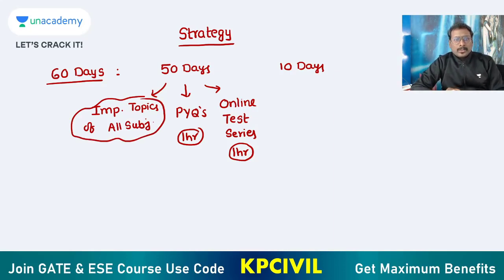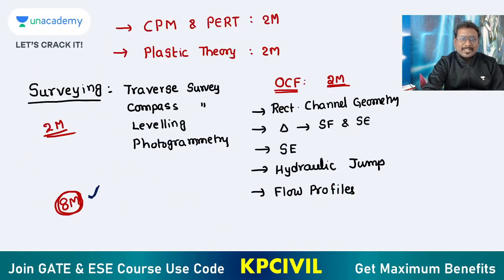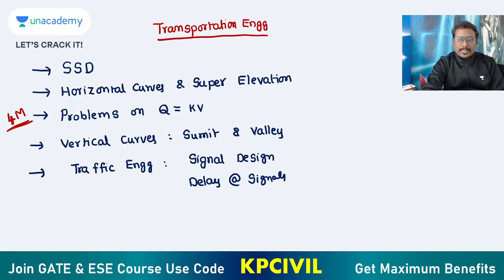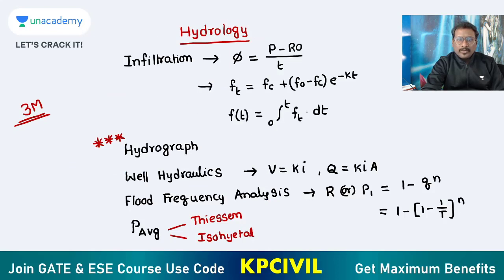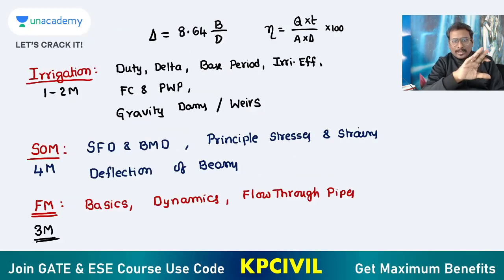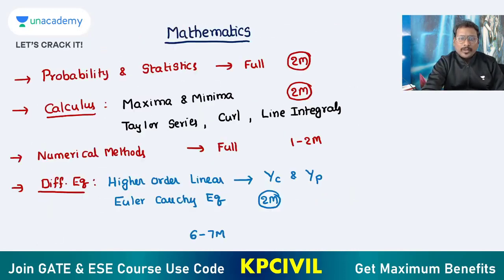In 50 days, you have only 50 topics as per my analysis. Check the number of topics here. 6 in geotech, 8 in environmental, 14 topics. 6 in transportation, 20. 5 in hydrology, 25. Again CPM, PERT, plastic theory: 7 topics, 8 topics, OCF. Overall, all are small topics only. Overall I will give 10 topics, 35 topics. Irrigation, total 1 topic only. SOM 4 topics, FM 7 topics. Here 10 topics, 45 topics. Then here 5 topics, total 50. Other than maths, total 50.